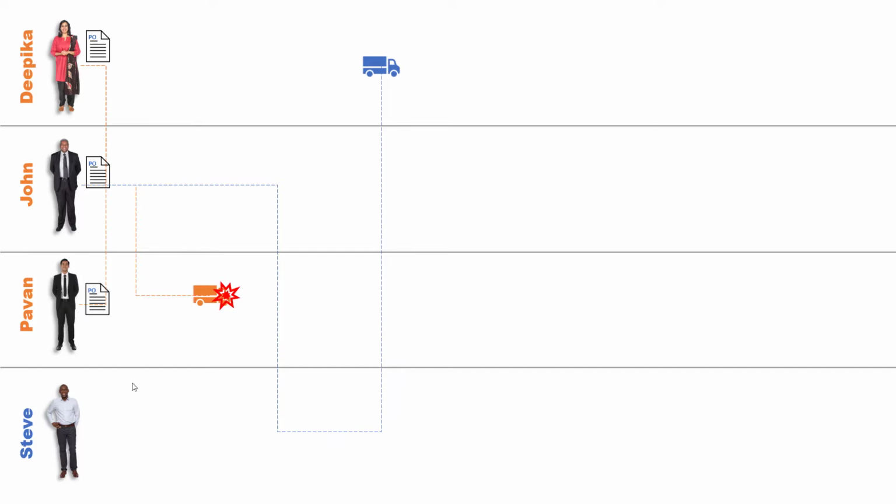Once goods are received at ABC Limited, Deepika creates a goods receipt, and the entries generated at goods receipt are GRI clearing, which will be cleared against John, and freight clearing, which will be cleared against Pawan, since Pawan is the transporter mentioned in the purchase order. But the goods are actually delivered by Steve, not Pawan.